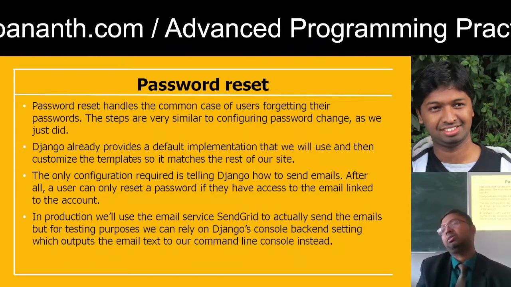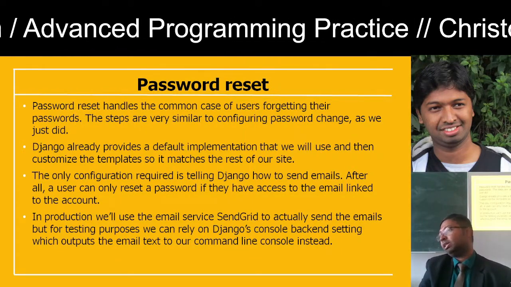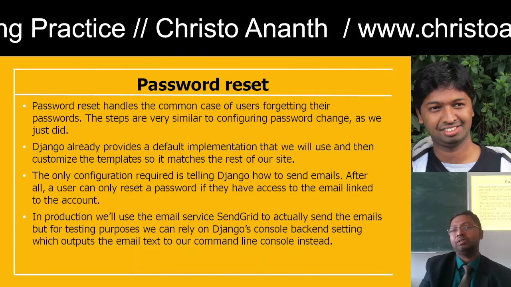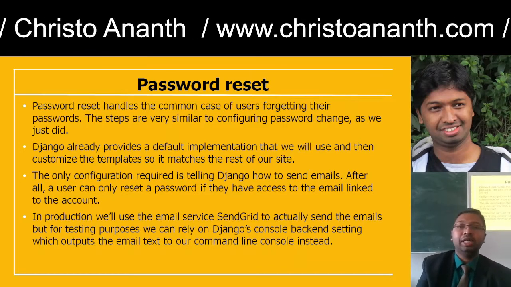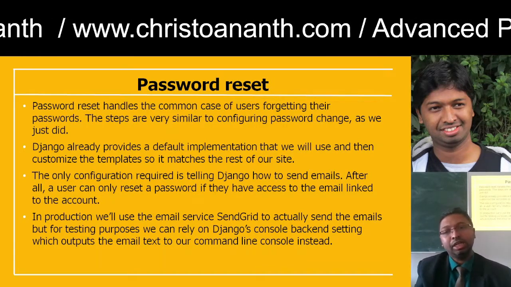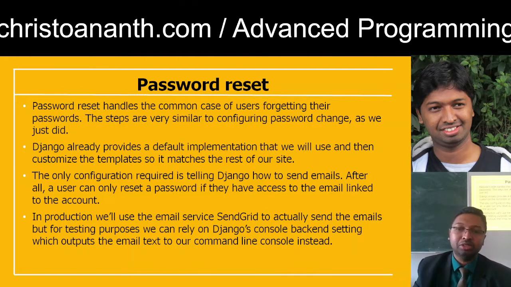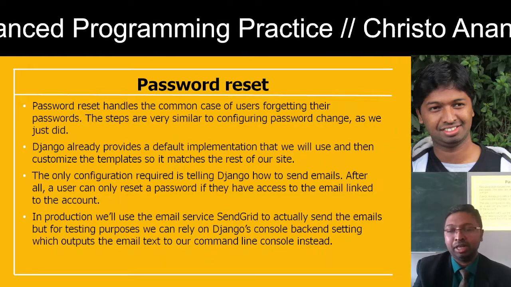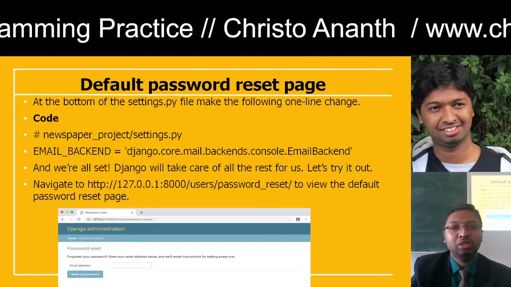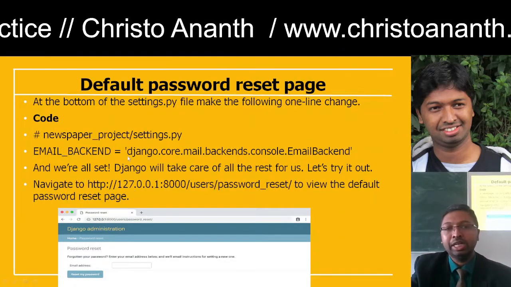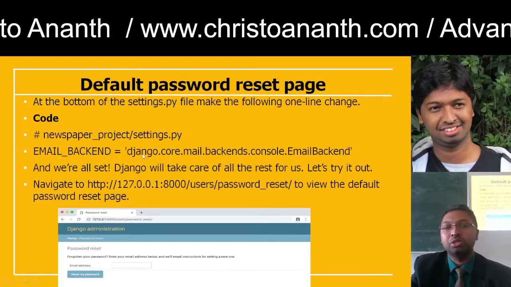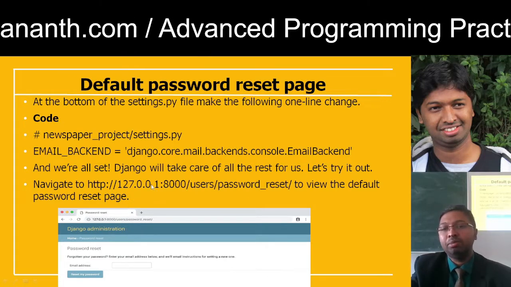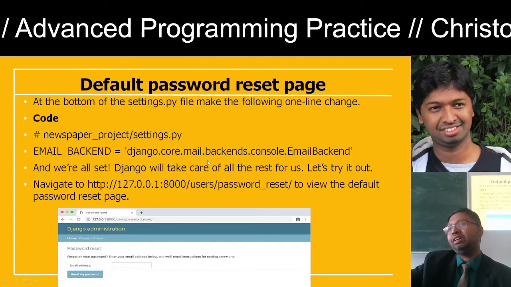Then password reset also, you can also go with resetting the password anytime. Okay, so maybe the user will forget the password, so for this one also Django will have a default implementation that maybe you can rely on, the Django console backend setting also, that will be outputting the email text to our command line console. Okay, so maybe in the newspaper project you'll go with settings.py, email backend you're going to have the console. Okay, so django.core.mail.backends.console.EmailBackend.